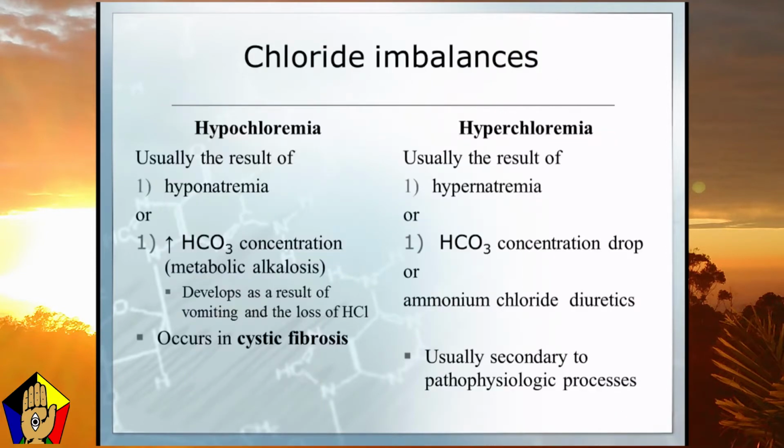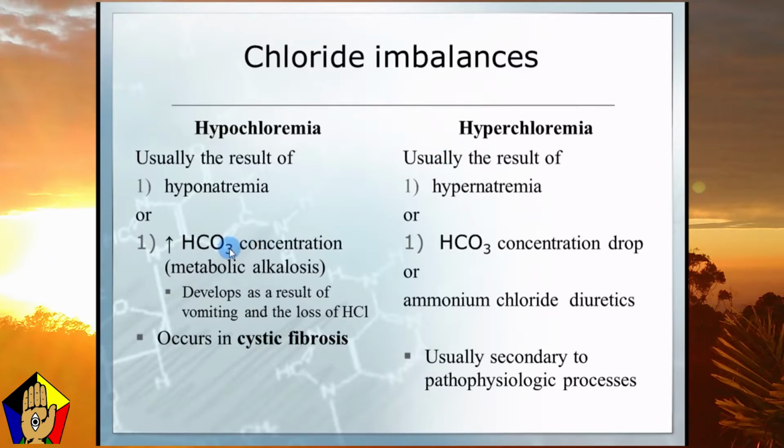And then chloride imbalances, hypo and hyper. General rule of thumb, hypochloremia is usually common with hyponatremia. And then hyperchloremia is usually common with hypernatremia. So they go hand in hand. And a lot of the symptoms will come hand in hand too.